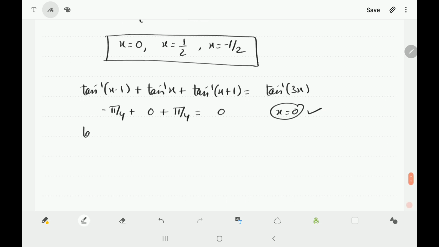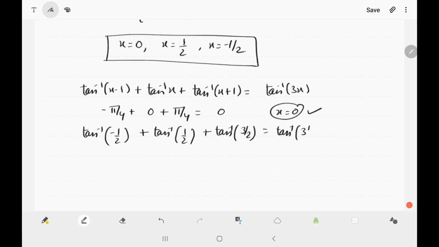For x equal to half, we will have tan inverse of minus half plus tan inverse of half plus tan inverse of half plus 1 is 3 by 2. And on the right hand side is also tan inverse of 3 by 2. So we can easily see minus of tan inverse of minus x is minus tan inverse x, so it will cancel out, and x is equal to half will also be the solution of this particular equation.